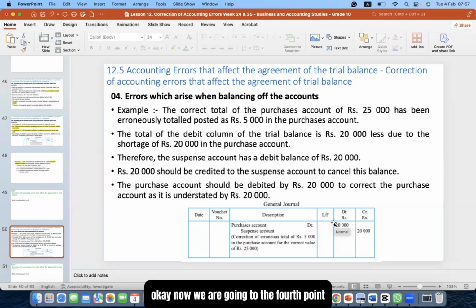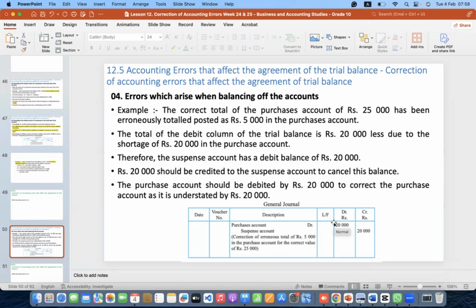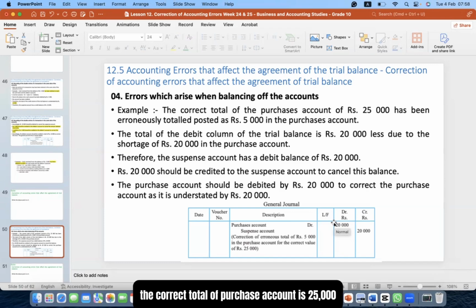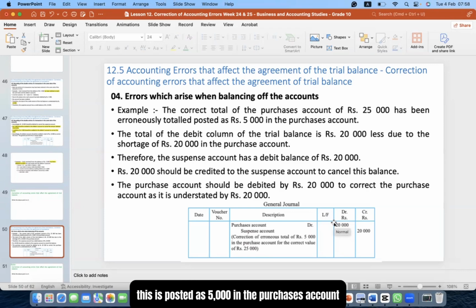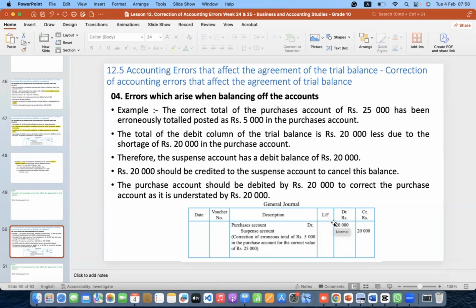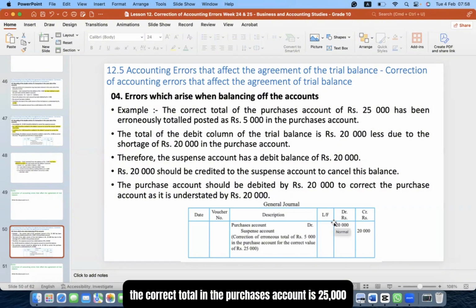Now we are going to the fourth point: errors which arise when balancing the accounts. Let's look at the example. The correct total of the purchases account is 25,000, but erroneously what you have done is you have posted 5,000 in the purchases account.